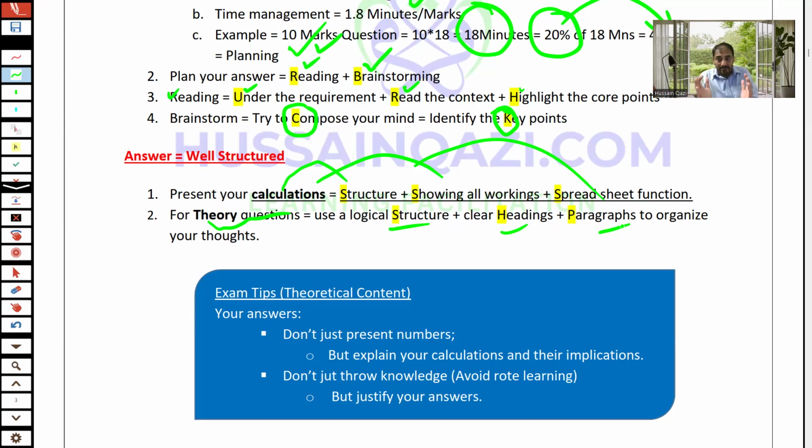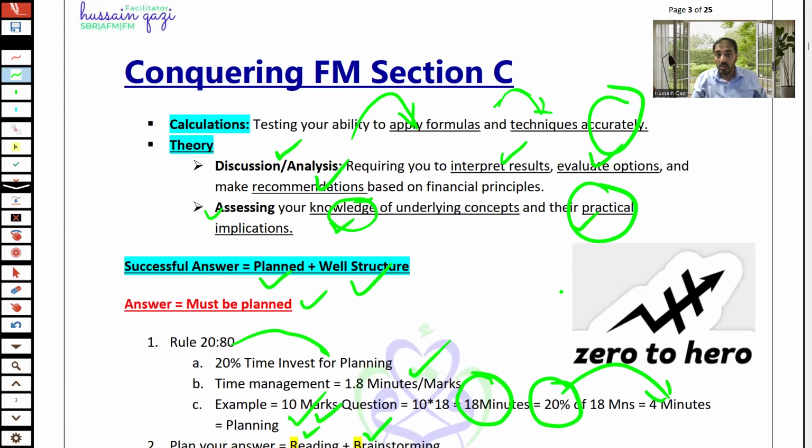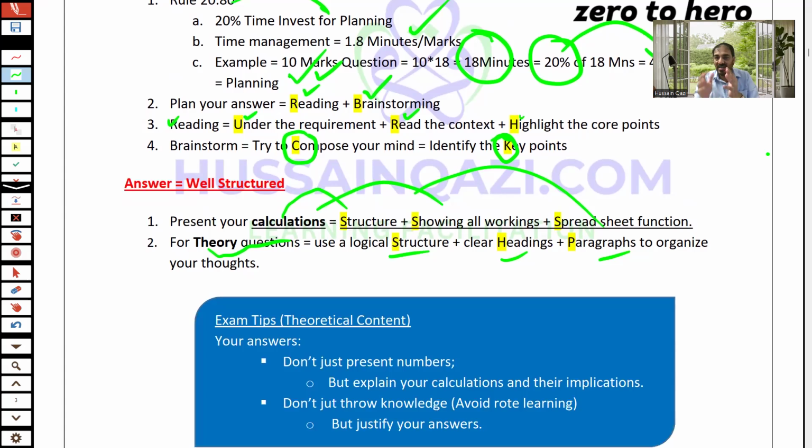Whatever I've advised here, I will apply with a case, don't worry. But do remember, if you want to conquer your section C type questions and become a hero, your answer must be planned and structured. PS, plan structure. Plan rule 20/80. 20 means reading, brainstorming. Well structured means calculations and theory, both well structured. Calculation: main body, relevant workings, spreadsheet functions. Theory: logical structure. First, always start with the easy words about the knowledge.